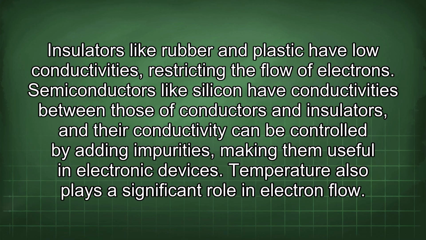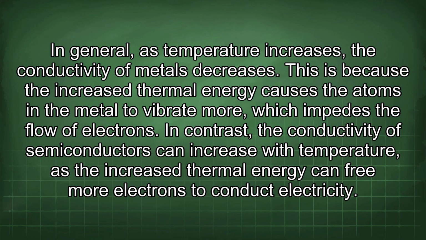Semiconductors like silicon have conductivities between those of conductors and insulators, and their conductivity can be controlled by adding impurities, making them useful in electronic devices. Temperature also plays a significant role in electron flow. In general, as temperature increases, the conductivity of metals decreases. This is because the increased thermal energy causes the atoms in the metal to vibrate more, which impedes the flow of electrons. In contrast, the conductivity of semiconductors can increase with temperature, as the increased thermal energy can free more electrons to conduct electricity.